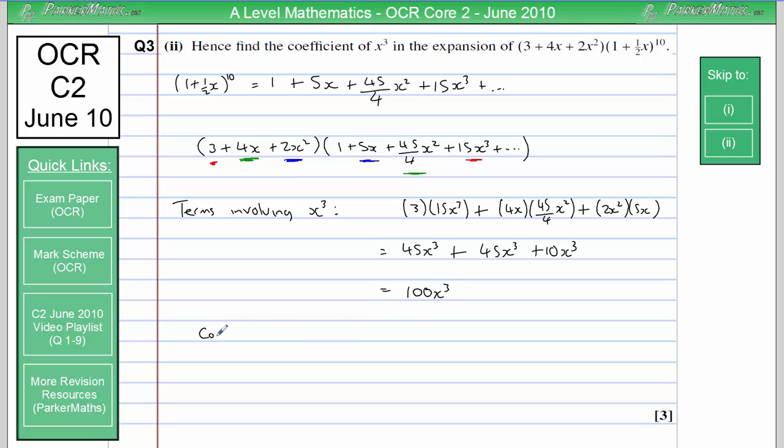So the coefficient of x cubed is 100. Remember, coefficient is just the constant that you're multiplying the x cubed term by. So we only want the 100 for our answer. We don't want the x cubed in our answer.